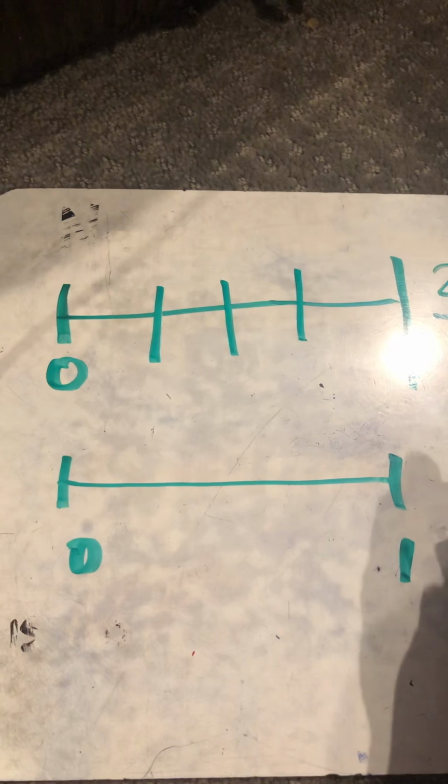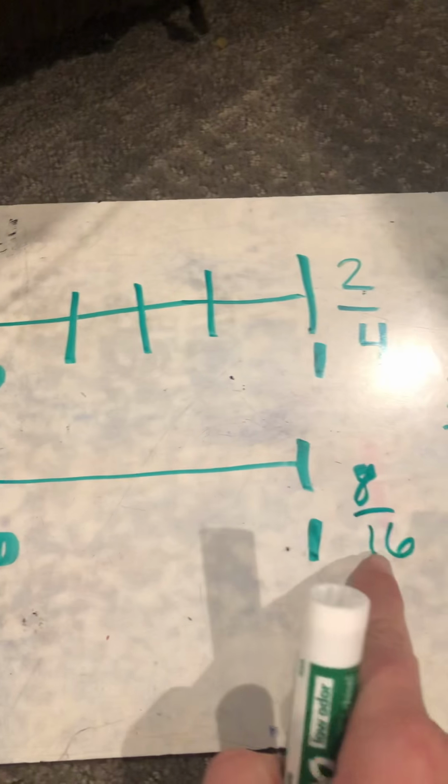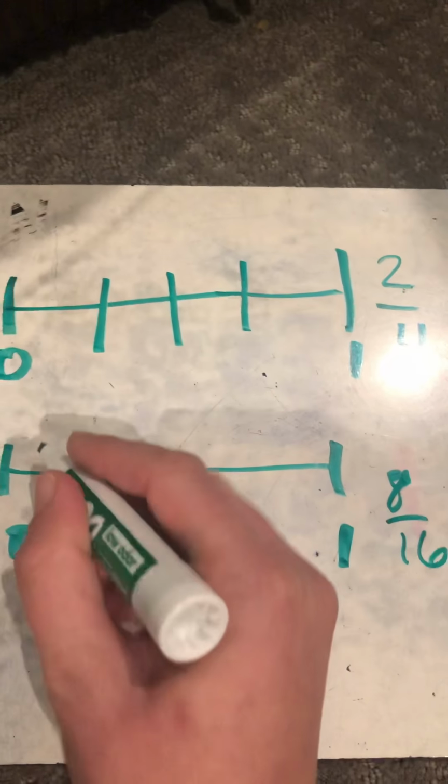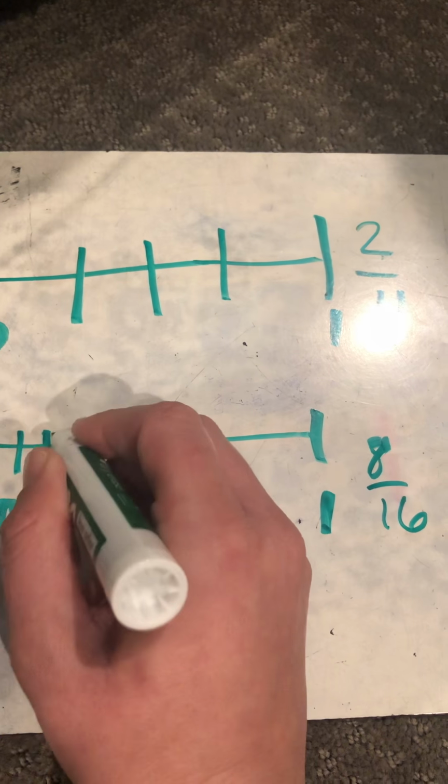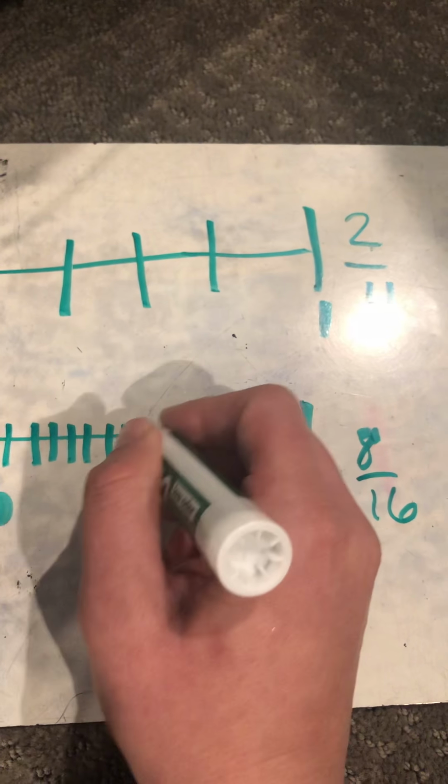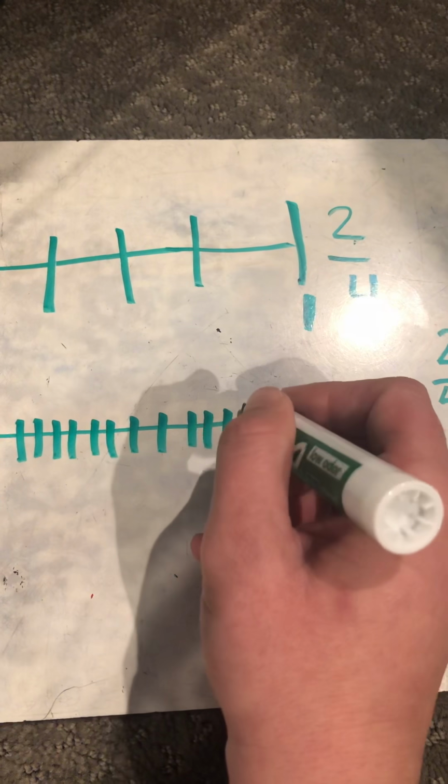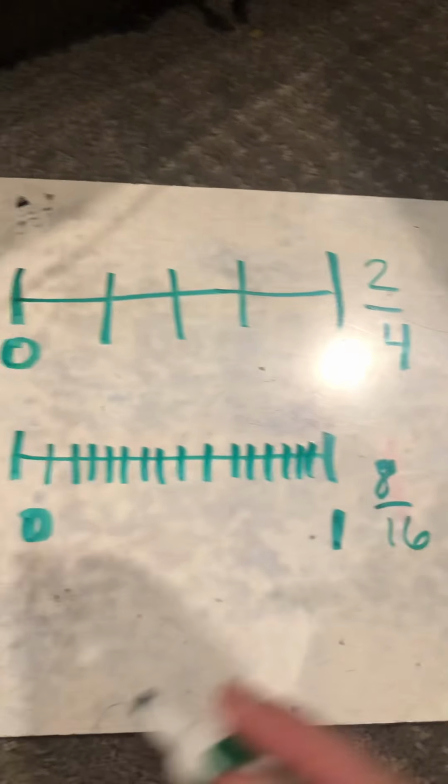The next one is 8/16. So now I have to partition it into 16ths because that's my denominator. So little lines. 1, 2, 3, 4, 5, 6, 7, 8, 9, 10, 11, 12, 13, 14, 15 lines.